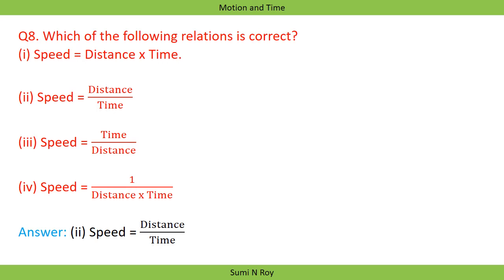Next question is a multiple choice question. Which of the following relation is correct? Speed is equal to distance into time, speed is equal to distance by time, speed is equal to time by distance, and speed is equal to 1 by distance into time. So here we already know the formula of speed. Speed is equal to distance by time. So option number 2 is correct. Speed is equal to distance by time.